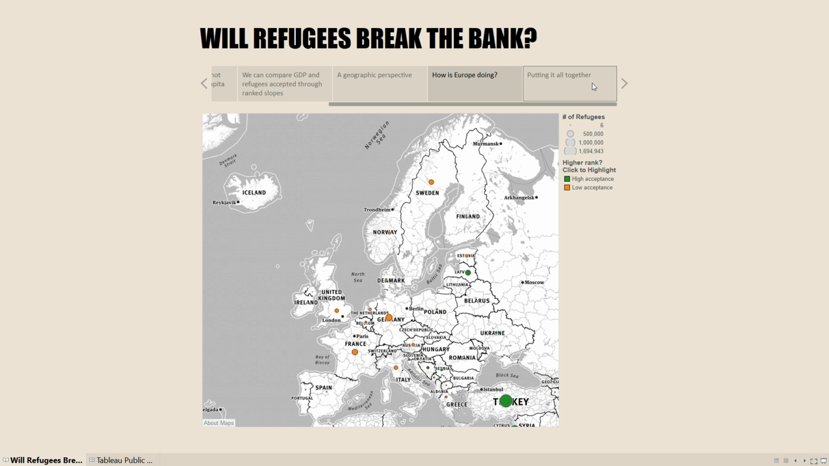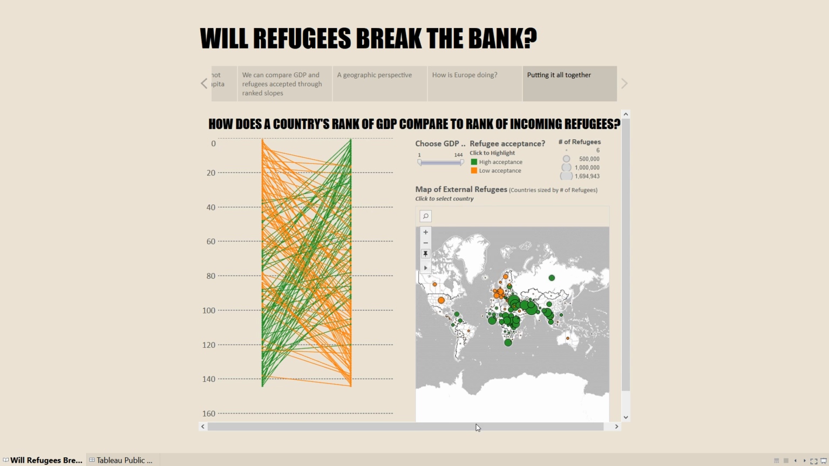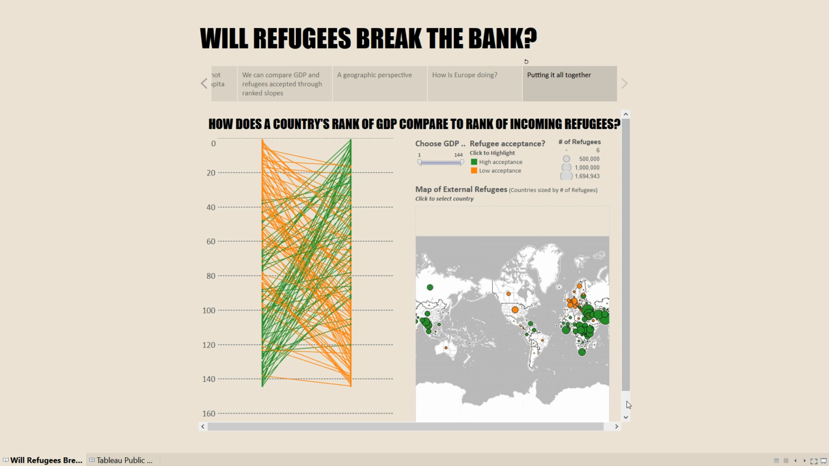So then when we put it all together, you can see it as a dashboard, and you're not supposed to be able to scroll. I swear that was not possible when I finished this today. So which country took 6 refugees? Well, can you not click on it and it will highlight? No, not these, but you can probably click down the bottom right here. Yeah. Madagascar.